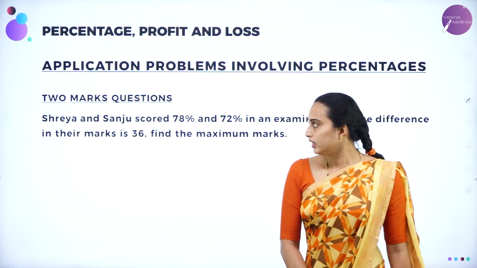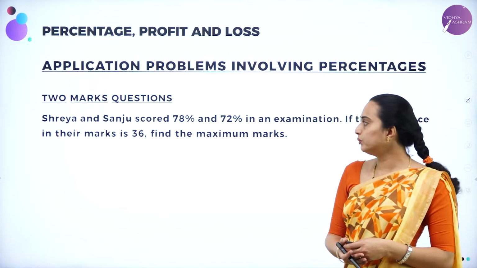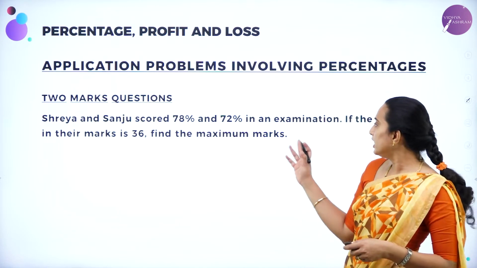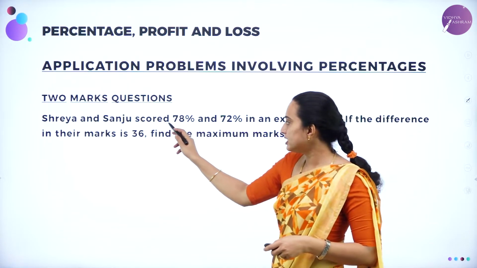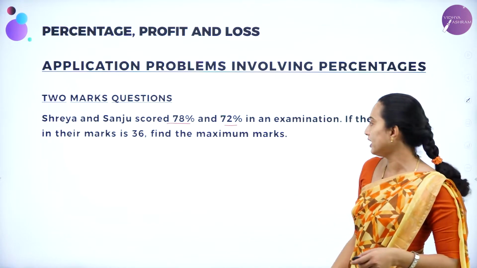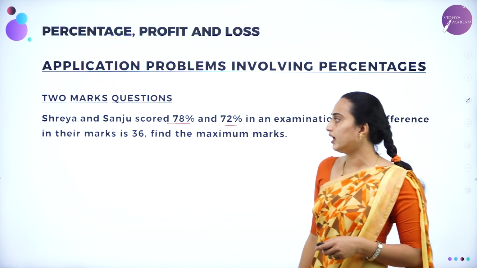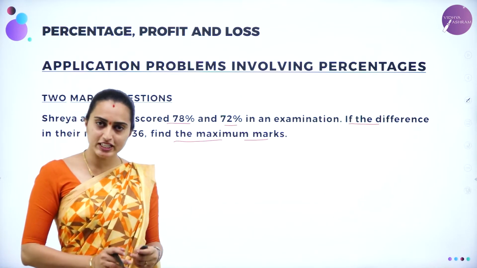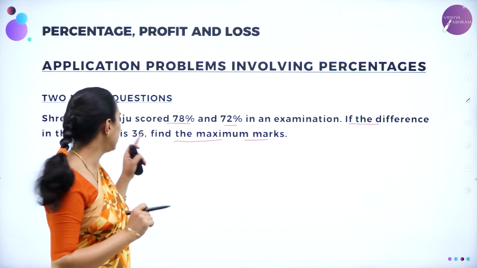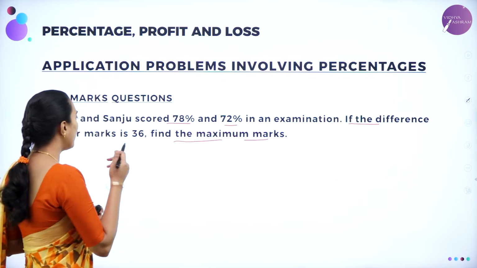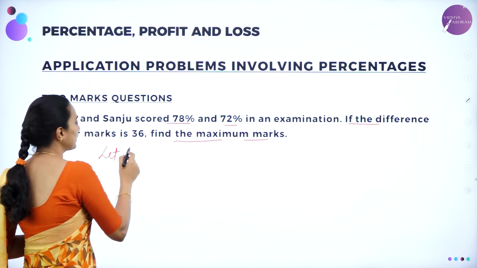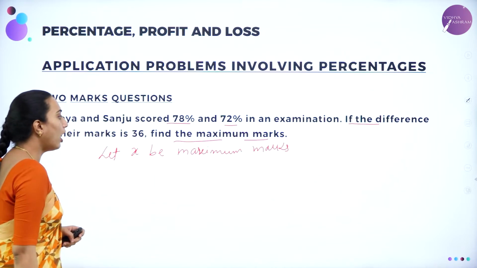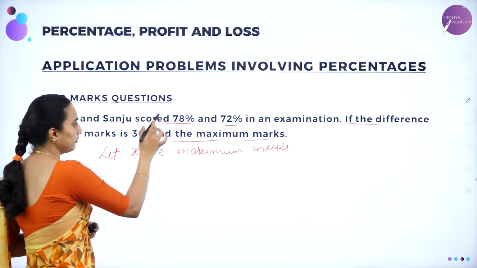What have they asked? Shreya and Sanju scored 78% and 72% in an examination. If the difference in their marks is 36, find the maximum marks. Find the maximum marks means let x be the maximum marks. So therefore, you are going to have the difference between these two.